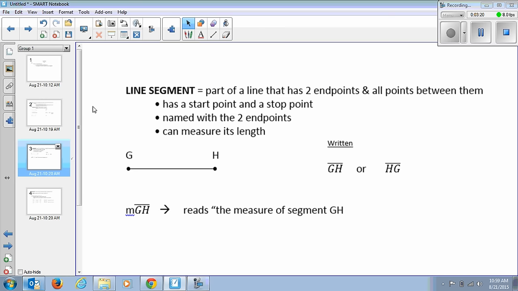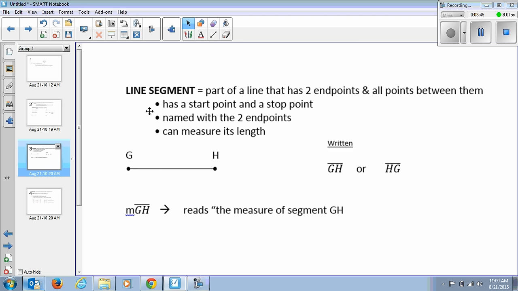Next, we have a line segment. A line segment is a part of the line that has two endpoints and all the points between them. Okay, so a line segment has a start point and a stop point. Notice here's our first example of a line segment. It starts at G, it goes to H, and it stops. There's no arrows on the end of this segment. That's why we're calling it a segment. It's part of a line.